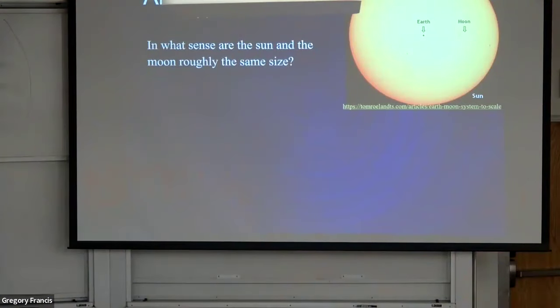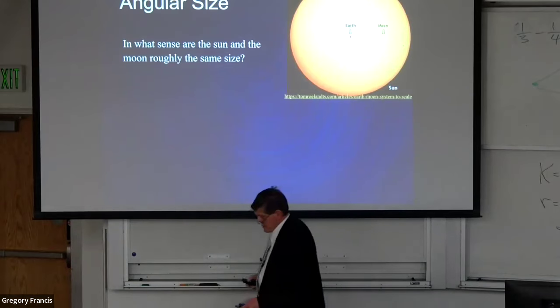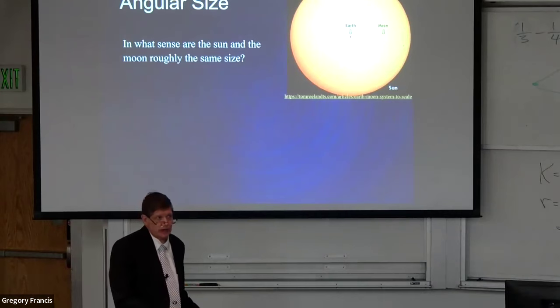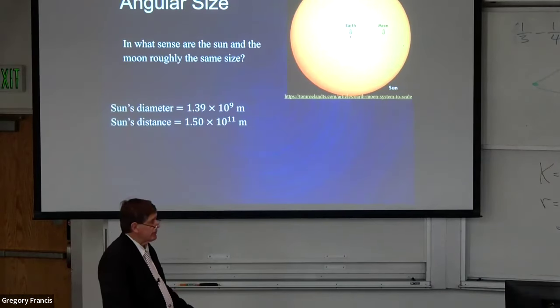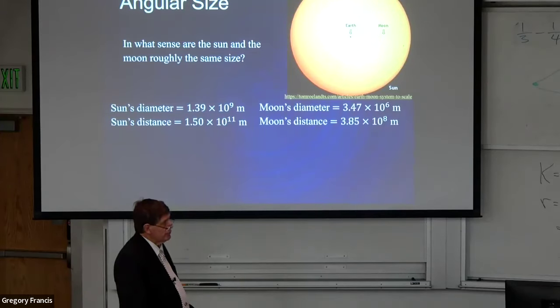Let's quickly talk about angular size. We notice that the moon is a whole lot smaller than the sun. And yet we say that when we look up into the sky, they're roughly the same size. Well, what do we mean by that? Well, the sun's diameter is 1.4 times 10 to the 9 meters. The sun's distance is 1.5 times 10 to the 11 meters. The moon's diameter, well, those are numbers that we don't really care deeply about.